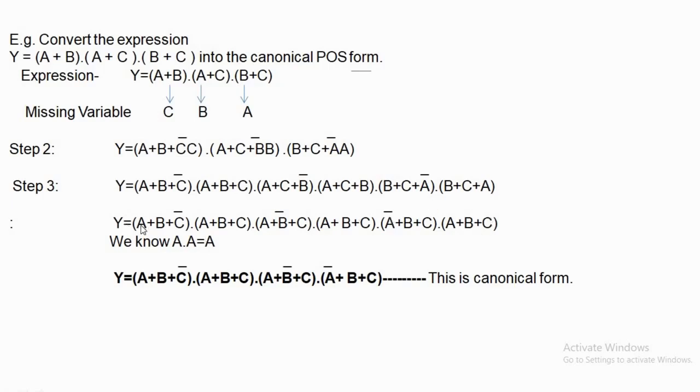Now after simplifying or rearranging this equation, we can get this equation. From this equation, a plus b plus c terms are 3. So by rule, we can reduce it to only one term. So your equation becomes (a plus b plus c bar), (a plus b plus c), (a plus b bar plus c), (a bar plus b plus c). So in this way, we get the canonical form.